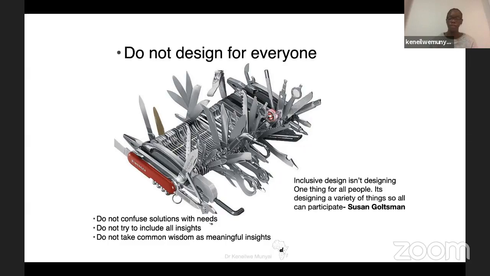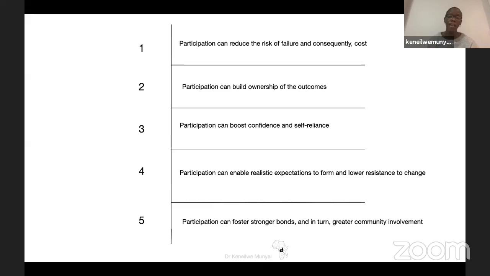These are the key elements to designing for participation, or why participatory design is so important: it can reduce the risk of failure and consequently the cost. It can also build ownership of the outcomes. That is why the designing with approach is the one that resonates with me the most, because you want communities to take ownership of the outcomes that you are developing. And it can also boost confidence and self-reliance.